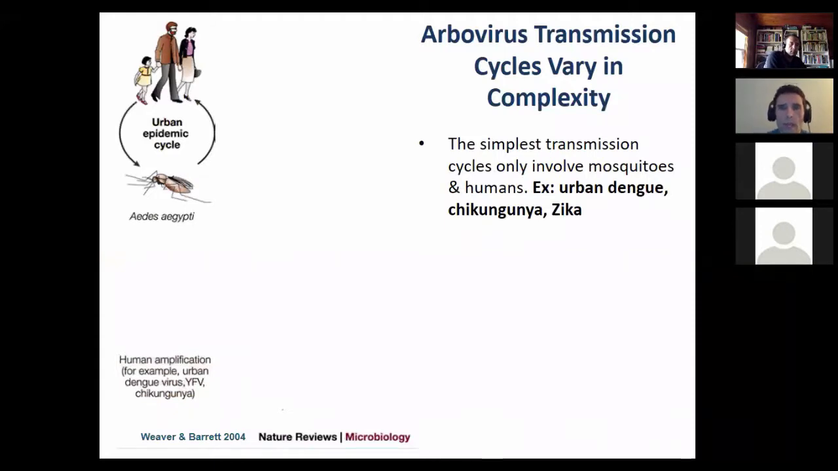So let's show some examples of transmission cycles. The simplest ones just involve mosquitoes and humans. This cartoon in the upper left shows an urban epidemic cycle, where a mosquito picks up an infection from an infected human host. After the incubation period, it will feed again on a human host and perpetuate the transmission cycle. So it's very straightforward and simpler to control in many cases, but depending on the vector, it can also be a challenge. We see that with urban dengue, where population density is high and it can be hard to control. We saw that last year in Miami with Zika virus. Once it got in there, it was a little bit hard to get rid of.